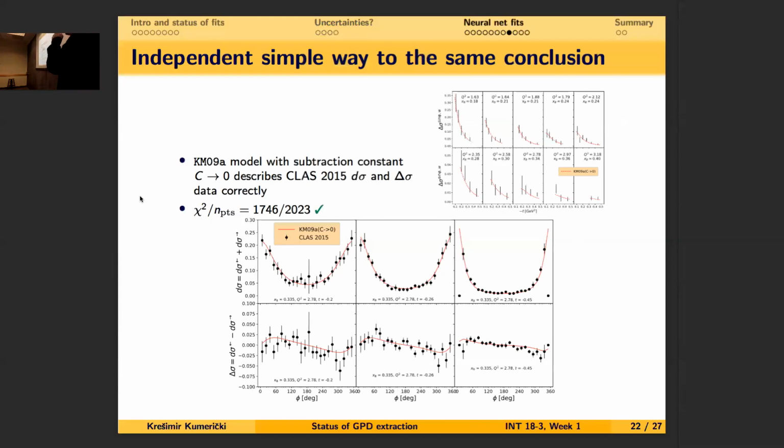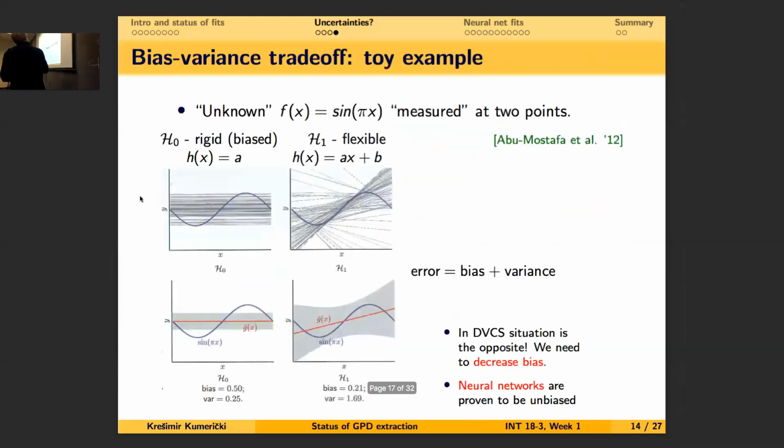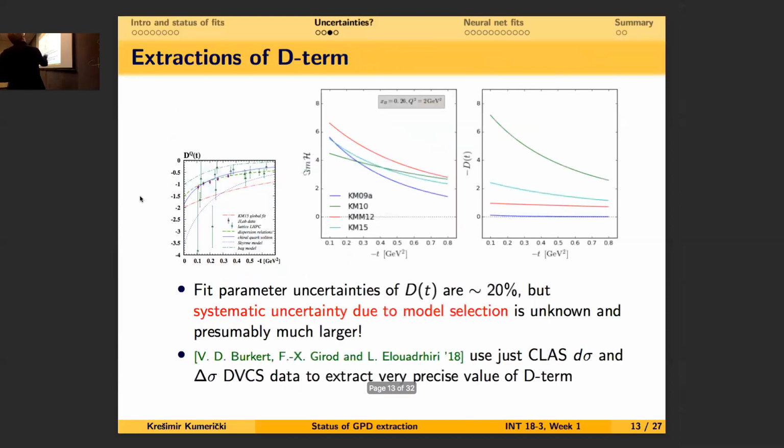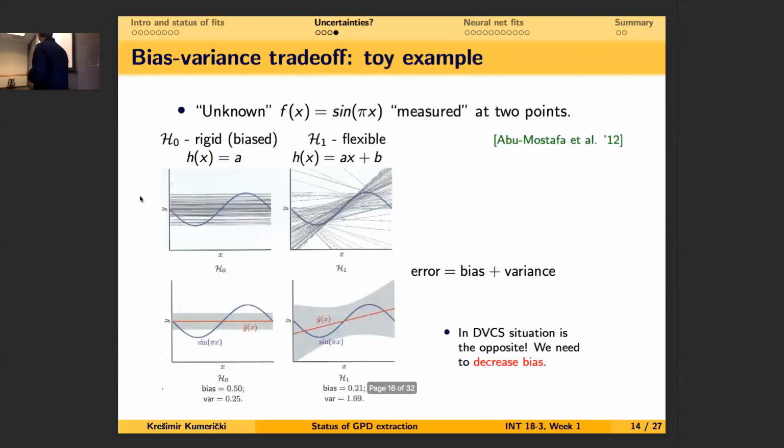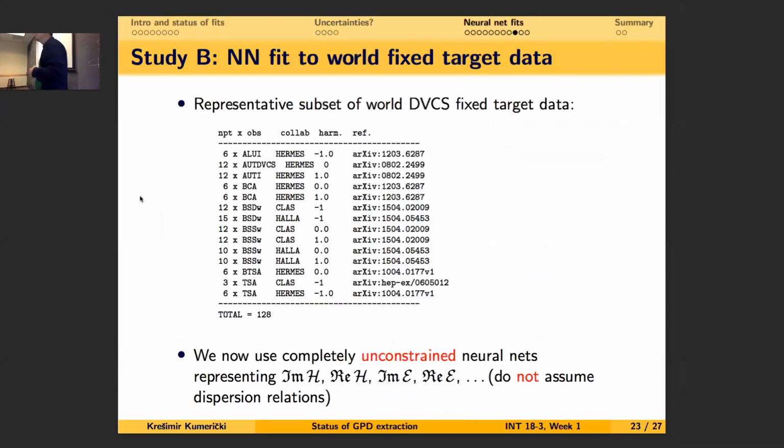The point of the plot that we've published recently is that, to get to the D term, we probably have to have good data on beam charge asymmetry or double DVCS, on these observables which are more sensitive to the real part of the amplitude. Okay, and I have no more time, I already overstepped it. So just to show you also the result of study B.